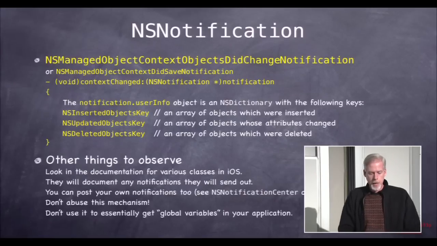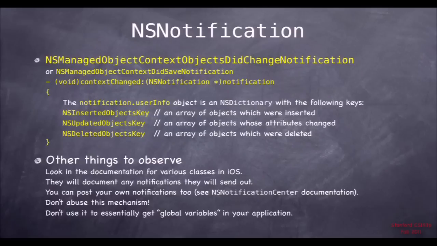What else can you observe besides the document state changing or context? And the answer is a lot of things. You can monitor what's going on in iOS. And you just look in the documentation. It's kind of like when you look at the documentation for a class, yeah, there's all the methods it sends, but you also want to usually scroll down to the very bottom and see, oh, what can I sign up for? What radio stations is this thing broadcasting on so I can find out what's going on? And of course, you can broadcast on your own radio stations.